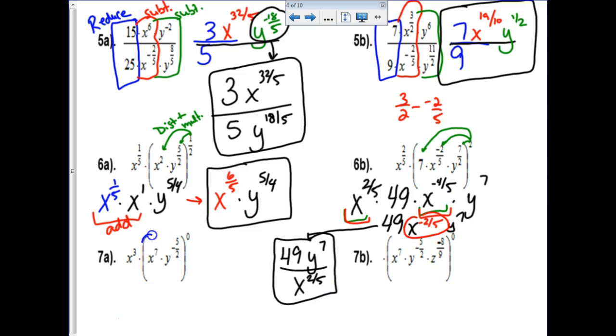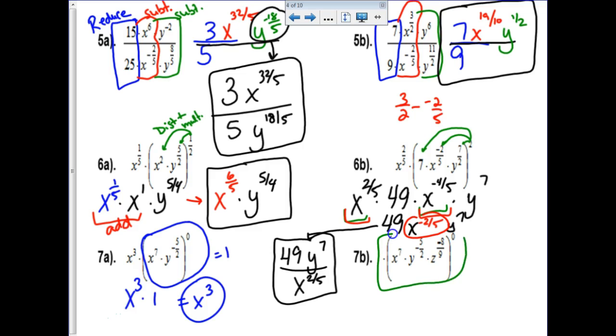Favorite problem on the whole planet. Anything to the 0 power is 1. So this says x to the 3rd times a 1. My answer is x to the 3rd. Oh, even better problem. Look at this. The whole thing is raised to the 0 power. The answer is 1. I swear to goodness, if you get that wrong on the test, I'm going to put the biggest frowny face I can come up with. Alright.